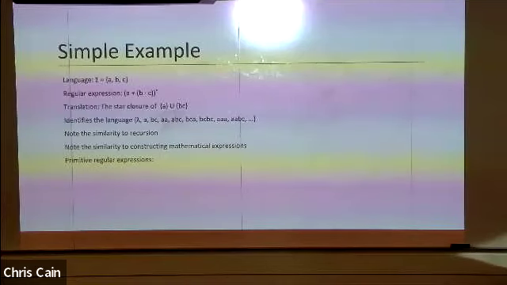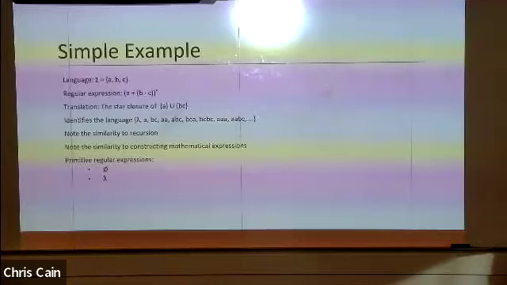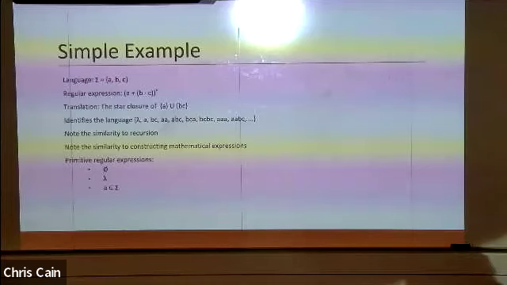So primitive regular expressions: we can just have null, which represents the language that accepts no strings. Everything is rejected. Lambda, which is the language where only the empty string is accepted. And some character in the alphabet. Whatever the alphabet happens to be, there is a regular expression that denotes each one of those individual characters.